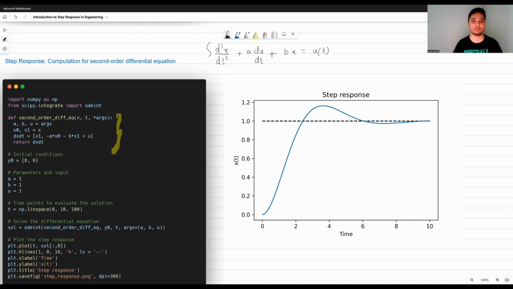If this is my system model, where I have a second order differential equation and the step input on the right-hand side, then I can solve this differential equation by writing down this Python function as shown here, and then solving the differential equation with ODE, just like above.